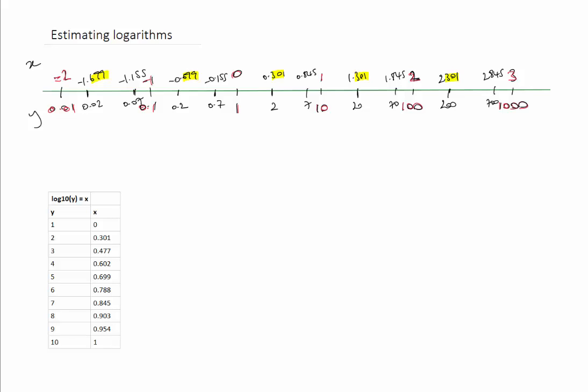And how about if we're faced with a new logarithm in base 10? There are a couple of clues that we can use to get an idea of the value of the y number. First thing is, we know that if the logarithm is negative, that means that y is smaller than 1. So here, once we get below 1, then all these x values are negative.